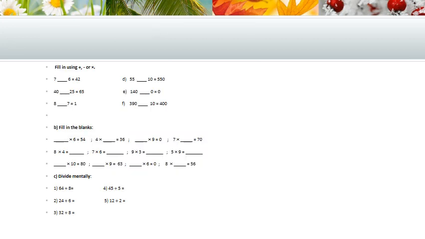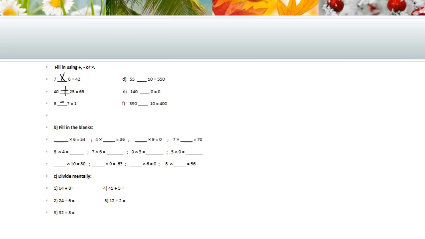Fill in using plus, minus, or multiply. So I have to use the 3, and the right one I will put it. So 7 plus 6 equal 42, no. 7 minus 6 equal 42, no. So 7 times 6 equal 42. The second one, if I add them together, they will give us 65. So I have to use the plus. 8 and 7, if I want to add them, they will give us 15. If I want to multiply them, it will give us 56, so it will be minus.